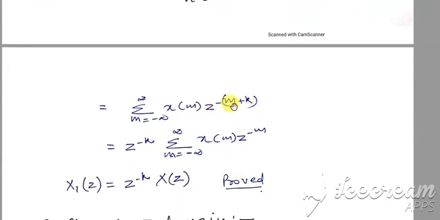Now we will separate these two terms, z raised to the power minus m and z raised to the power minus k. Minus k we can take outside of this summation, then it becomes z raised to the power minus k summation m varies from minus infinity to infinity x(m) z raised to the power minus m. Now this term can be called as X(z). So X1(z) becomes z raised to the power minus k X(z).